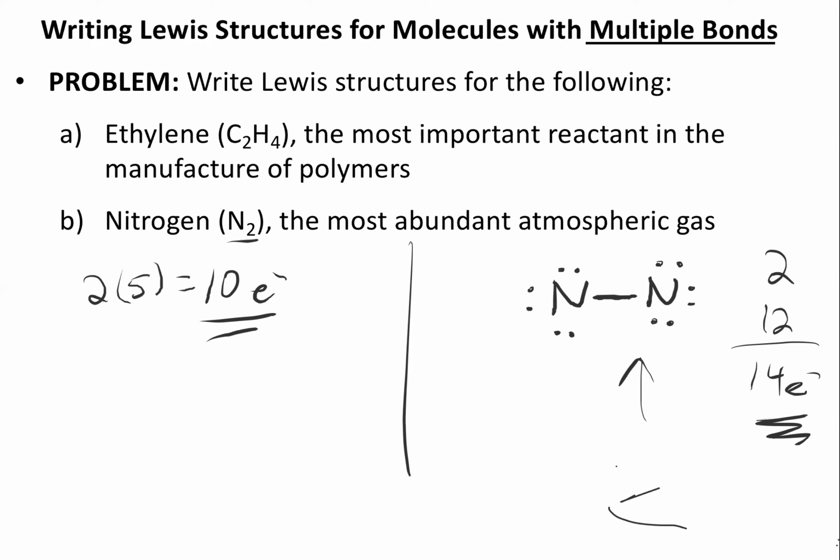So I've got to revise. We know that this structure is not correct. Looks like I've got to do quite a bit more sharing. And the way I can tell that is by looking at the difference between these two numbers.